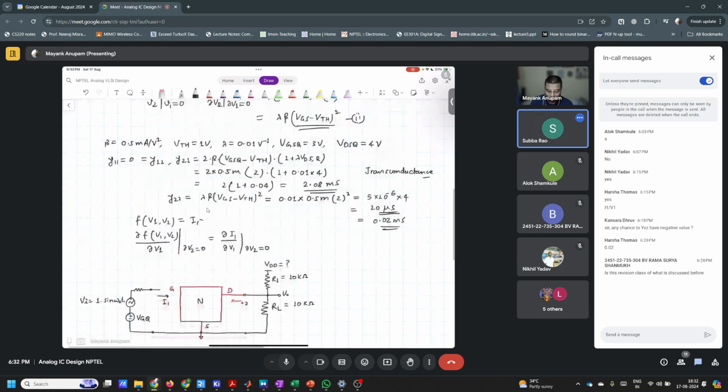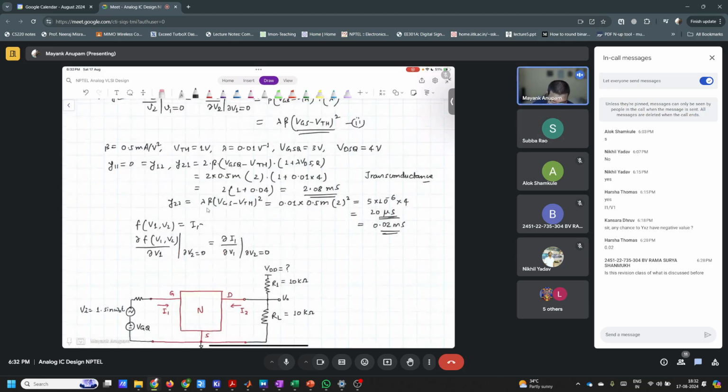F of V1 V2 means what? It is basically a function. What is the function? I1 is a function of V1 and V2. That is what is meant here. So F is just a notation to say that it's a function of V1 V2.